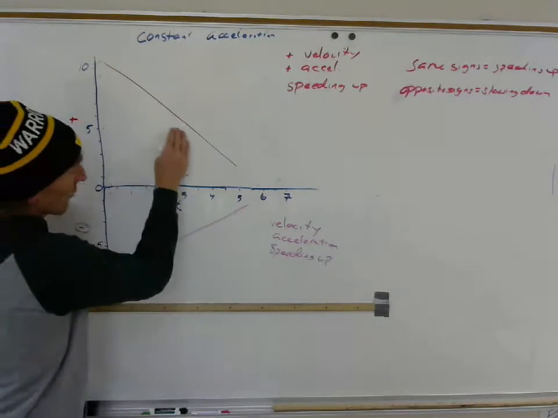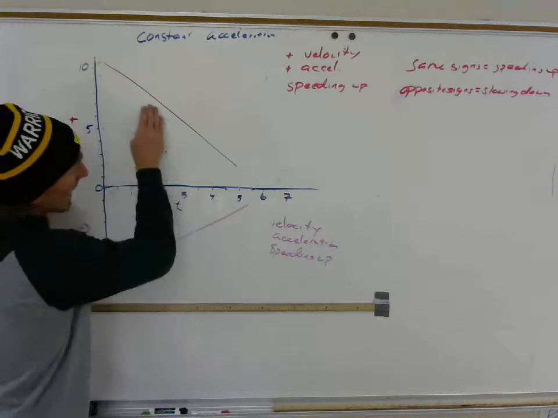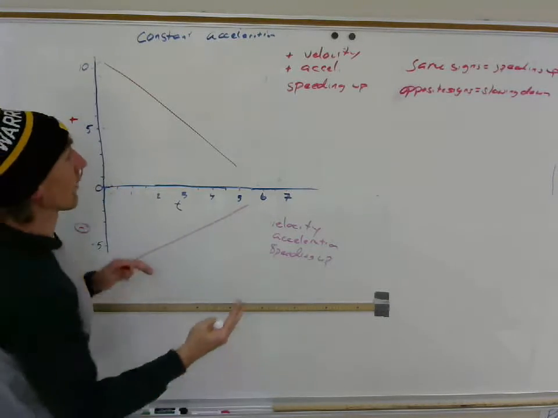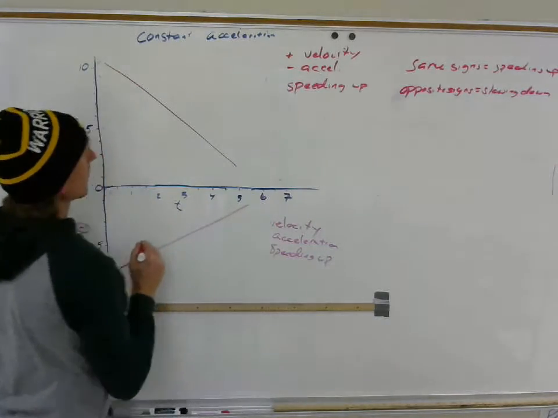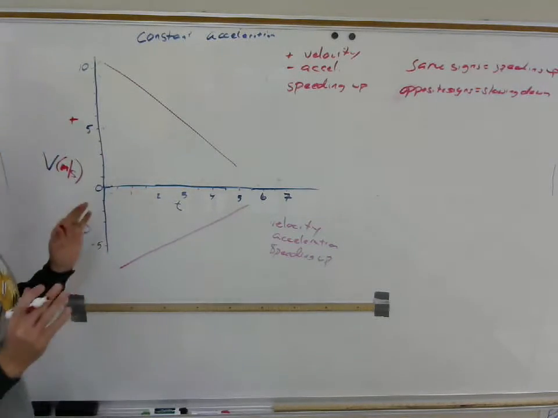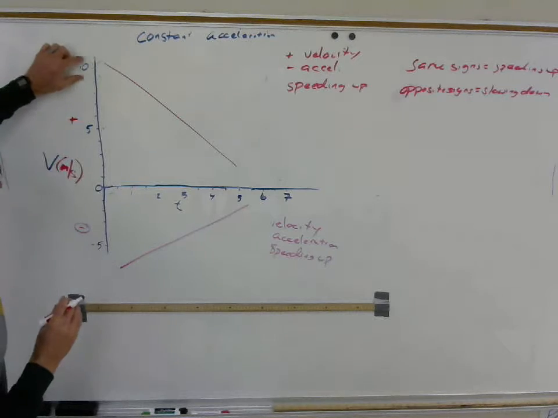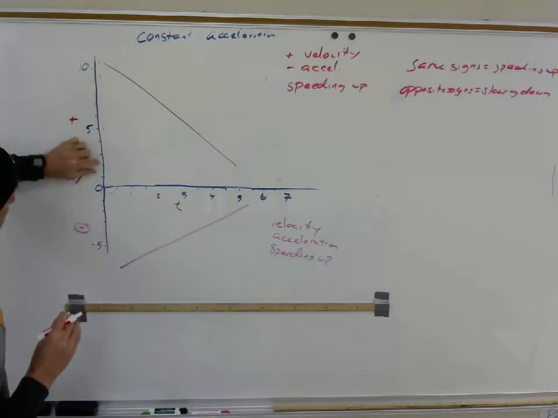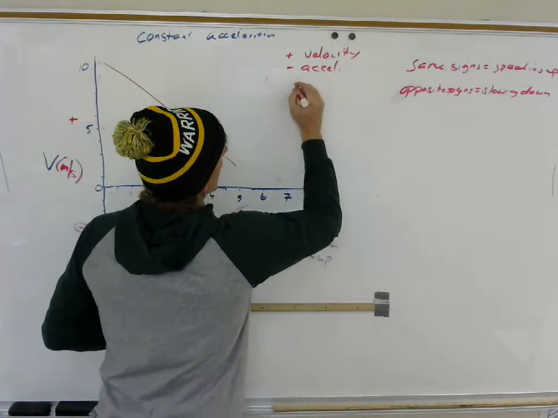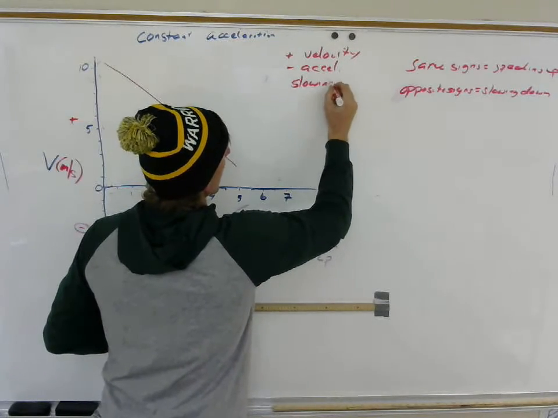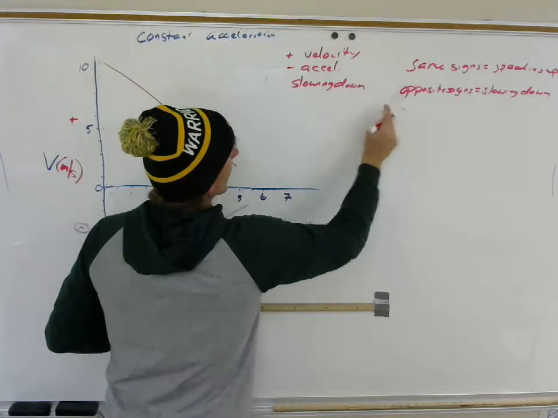So the velocity is changing. Time is going by. Slope of this is acceleration. That's a negative slope. And I could see it also that I was at 10 meters per second. Now I'm getting closer and closer to 0. I must be slowing down. And that works with my rule.